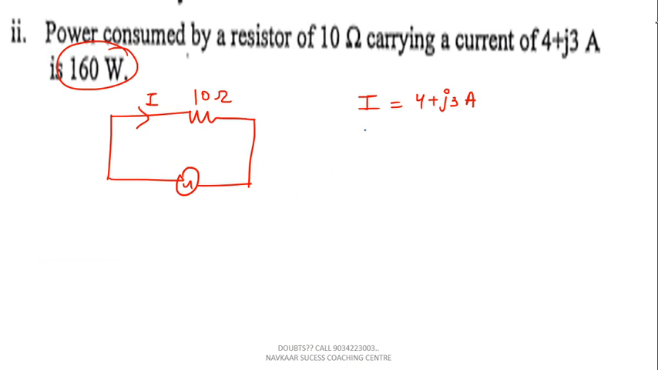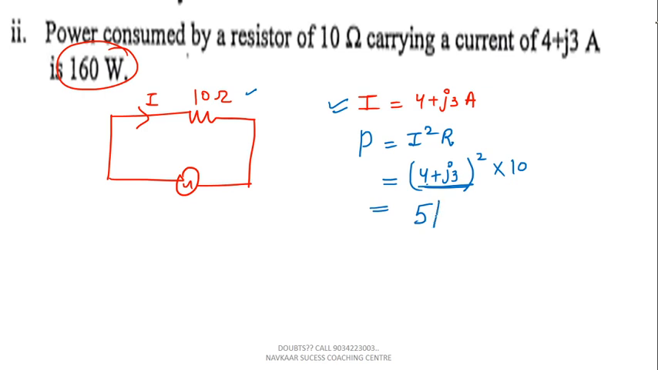So now let's calculate the value of power. How can we calculate power? The power formula, as you know, is I square R, because we have been given I and R. I is 4 plus j3, squared, multiplied by R, which is 10 ohm. If we want to multiply, then we need to convert this rectangular form into polar form, because in polar form we can multiply and divide. So it would be 5 angle 36.86, again squared, multiplied by 10.